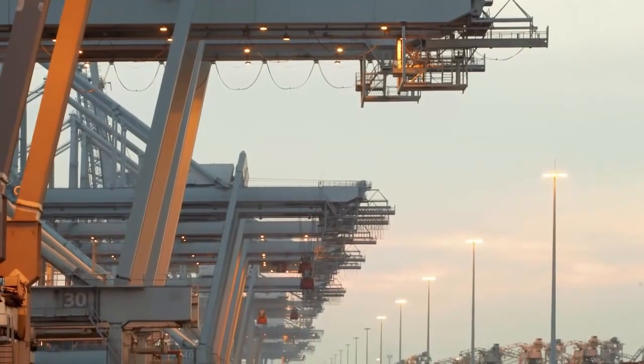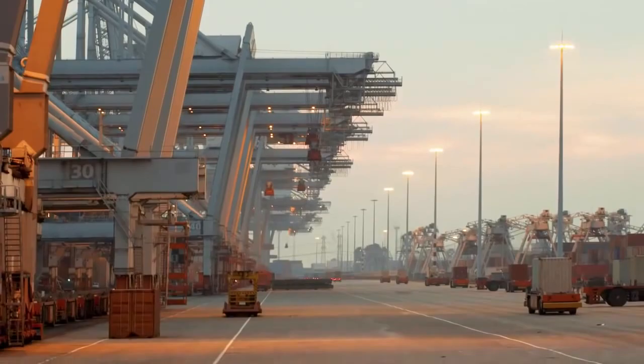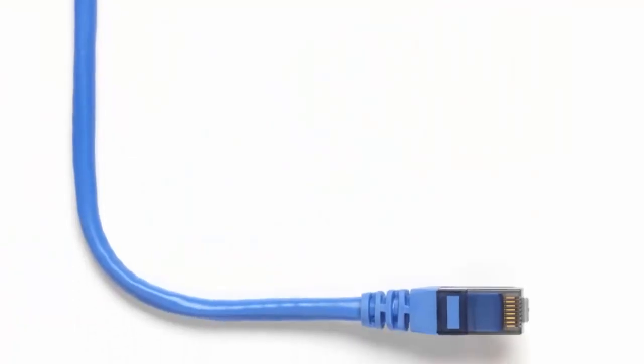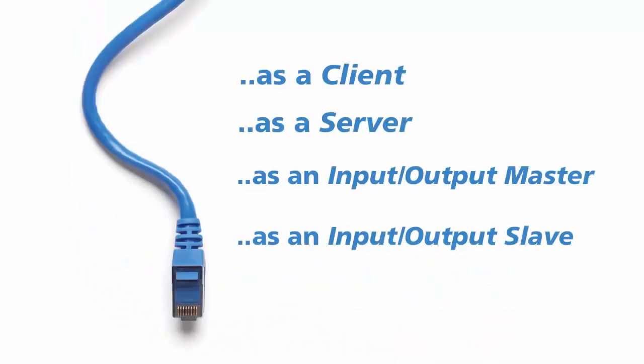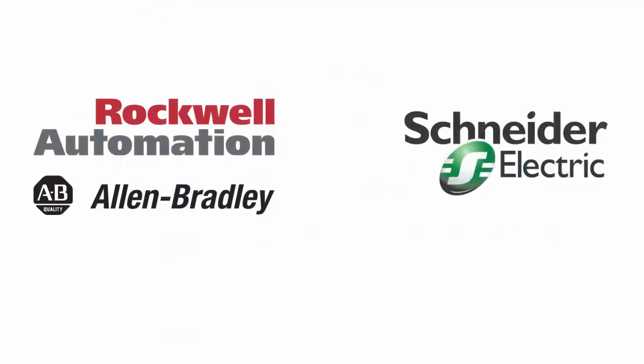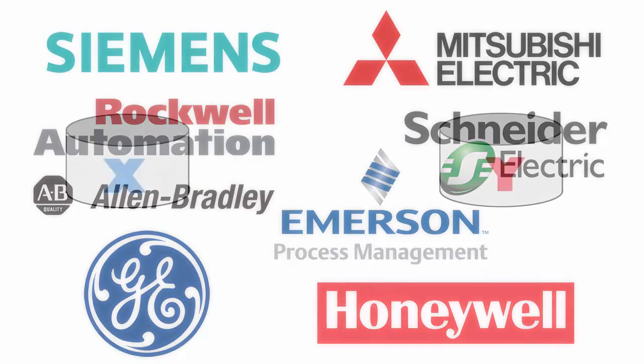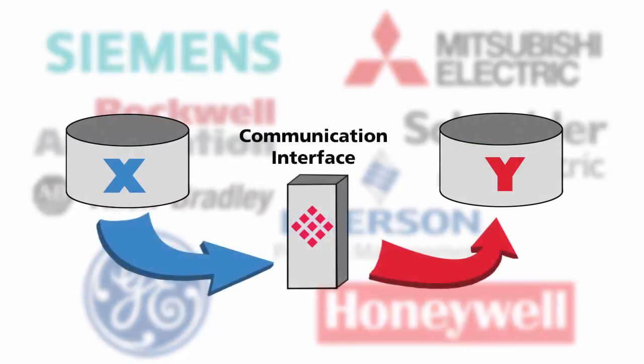Ethernet communications in the industrial sector is on the rise. The advantages in speed and accessibility over serial communications are making it the new standard for industrial communication. Industrial automation protocols have several methods of communicating. When devices from different automation suppliers need to communicate with each other, specialty communication interface products are required.